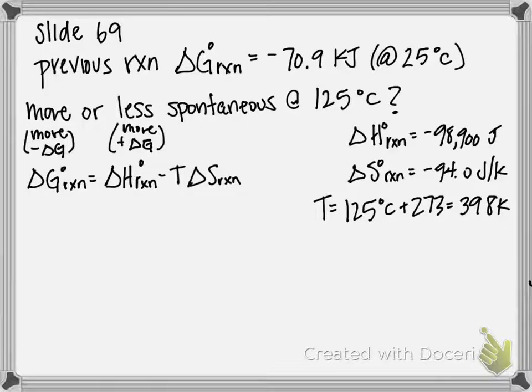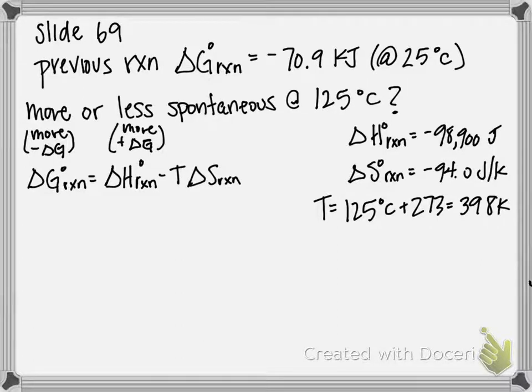This is the example on slide 69 of our Chapter 19 PowerPoint. The problem states, for the reaction in the previous example, estimate the value of our standard Gibbs free energy of reaction at 125 degrees Celsius. Is the reaction more or less spontaneous at this elevated temperature? That is, is the value of delta G reaction more negative, more spontaneous, or more positive, less spontaneous?